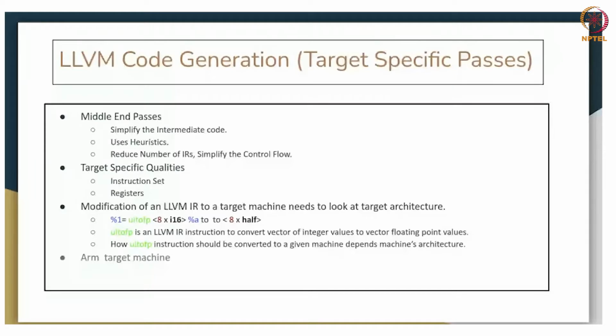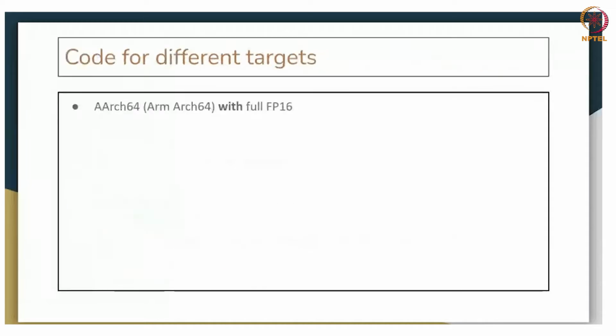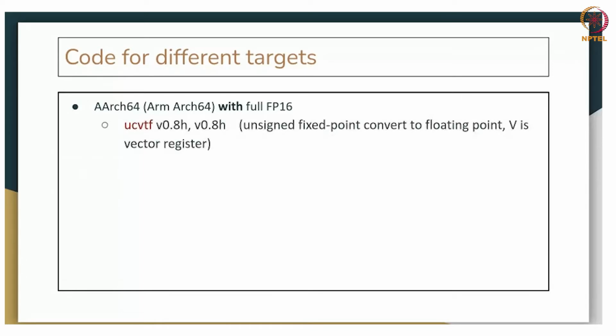If you look at an ARM machine, the corresponding instruction is UCVTF. You have to map it to that corresponding instruction. So code for different targets will be different. If you look at AArch64, that is one of the targets in LLVM, with full floating point 16 support, only one instruction is required: UCVTF V0.8H, V0.8H. It's like unsigned fixed point convert to floating point. V is the vector register. The V registers are the vector registers available in this ARM machine.